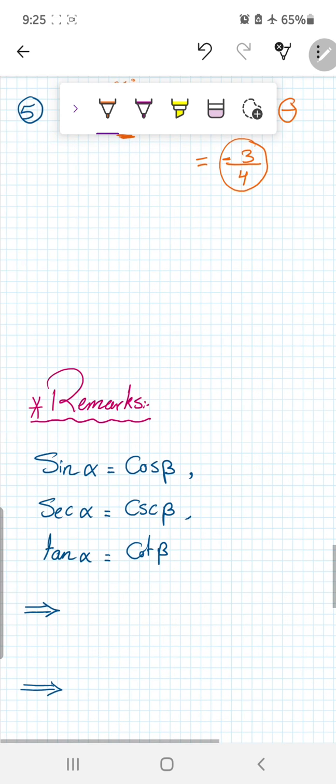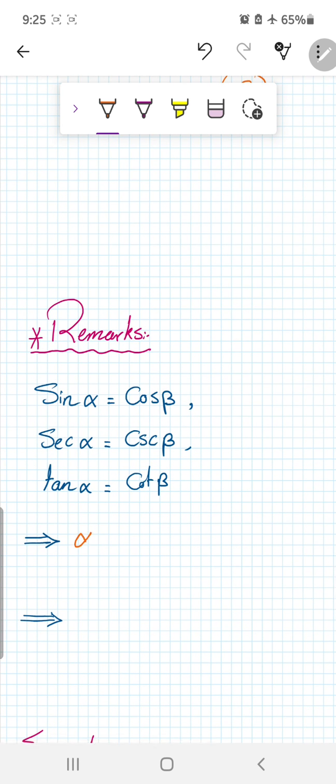Okay, we have some remarks we studied last year in prep 3. If sine alpha equals cosine beta, then alpha plus beta equals 90 degrees. So if the sum of two angles is 90, or the two angles are complementary, then sine of an angle equals cosine of the other, or secant of the angle equals cosecant of the other, or tan of an angle equals cotan of the other.